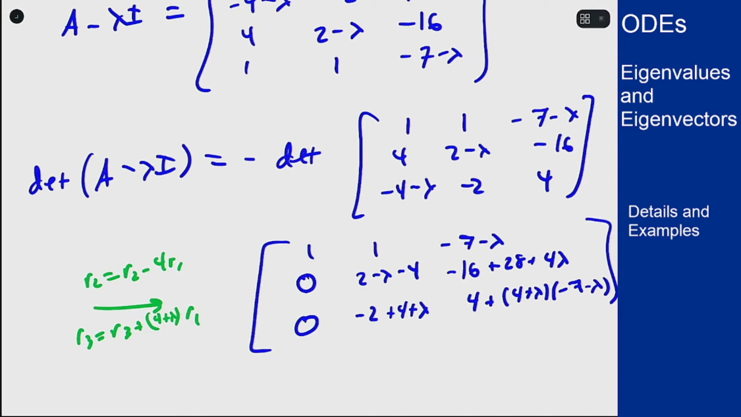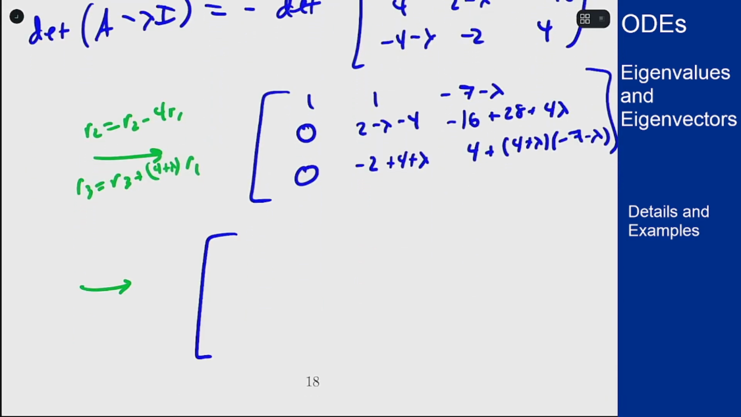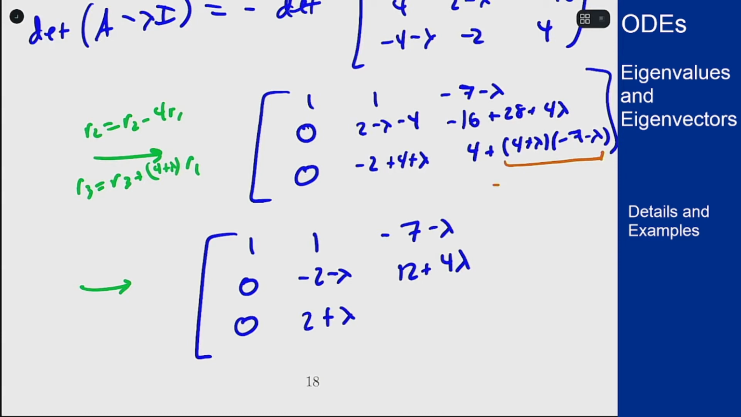And now I want to simplify this 2 by 2 bit in the bottom corner. This is a -2 minus lambda. This will be a 12 plus 4 lambda, 2 plus lambda. And this here becomes a -28 minus 7 lambda, minus 4 lambda, minus lambda squared. I'm going to end up here with a negative lambda squared minus 11 lambda minus 24, because 4 of that will cancel with the 28.